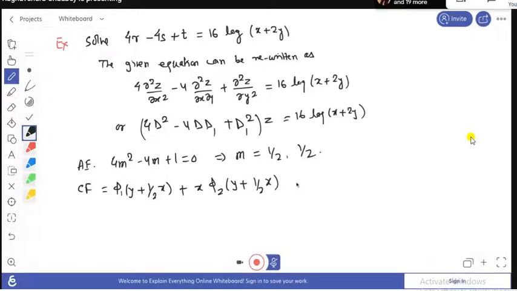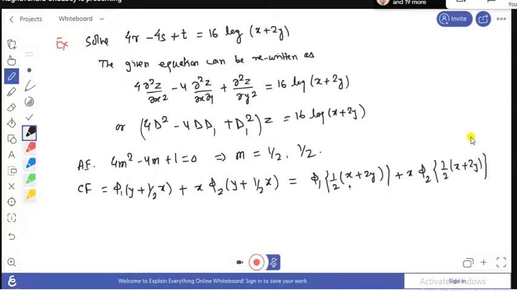Okay, you can write this in another way, in the form of x plus 2y. If we are interested in writing in this form x plus 2y, we can write phi 1 of half of x plus 2y. No problem. Similarly, plus x phi 2 of half of x plus 2y.